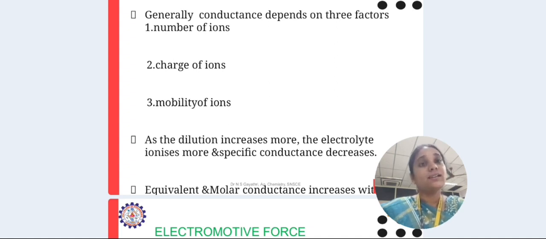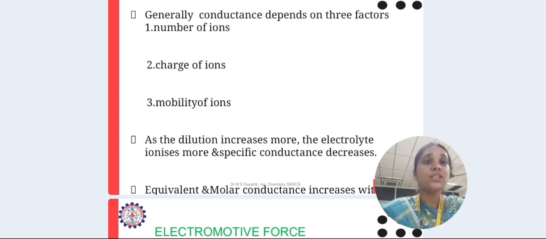Generally, conductance depends on three factors. Many other problems occur, but the major factors for the conductance dependence are these three: the number of ions, charge of ions and mobility of ions. These three factors play an important role for the conductance.